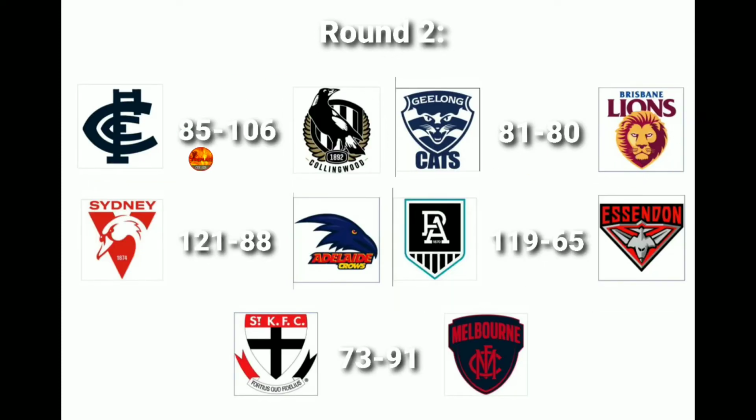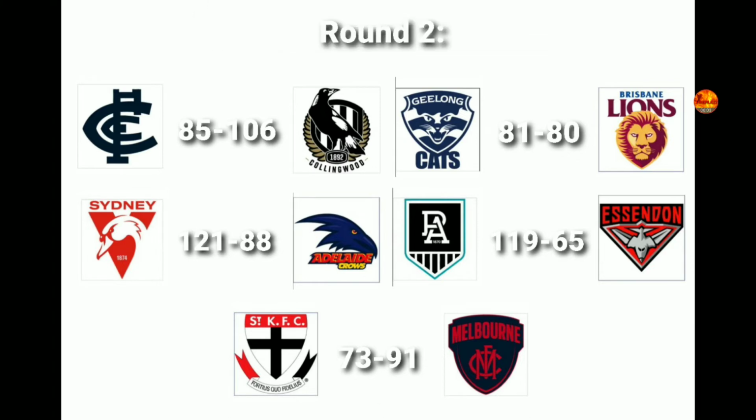Alright, so kicking off round 2, we had a massive rivalry between Carlton and Collingwood. Again, not a bad game. Collingwood always really held it, walking out 21-point winners, 85-106. Collingwood were really just good most of that game.